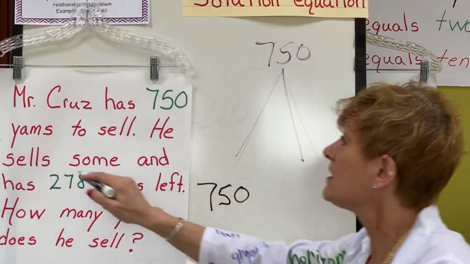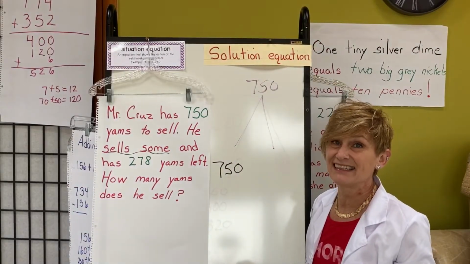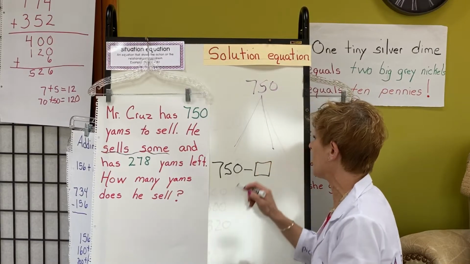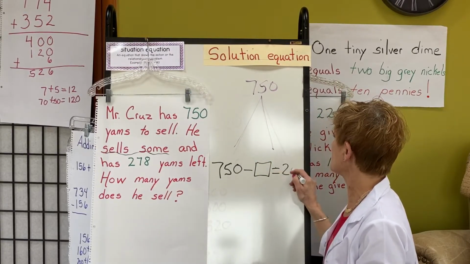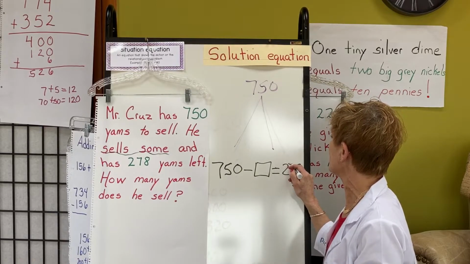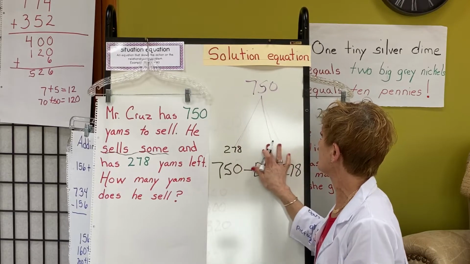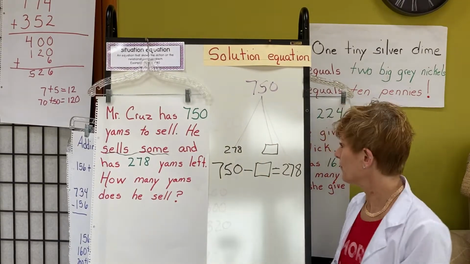He sold some right here. He did that. That's not an adding. You're right. That's a taking away. 750, he sold some. He didn't get more. And now he has 278. If I put my 278 in its right spot, in my unknown add-in, I'm ready to go.